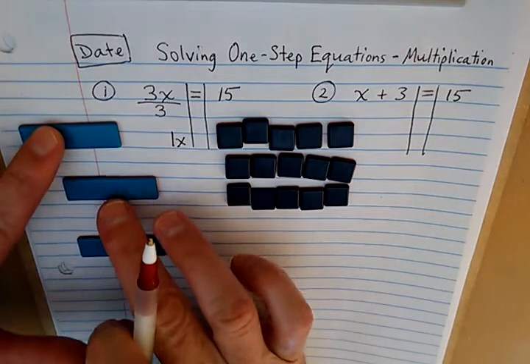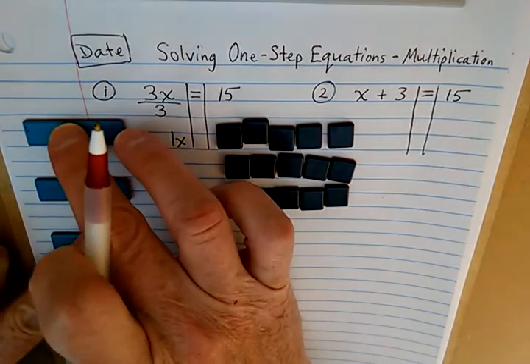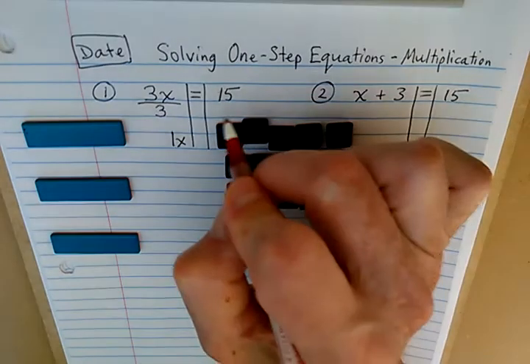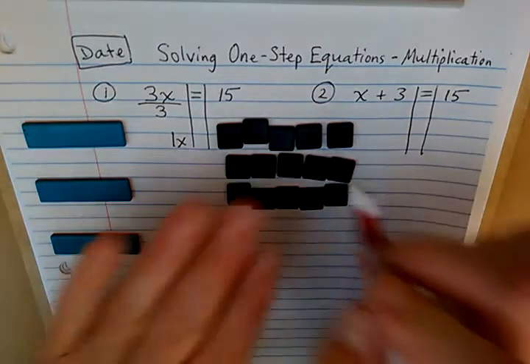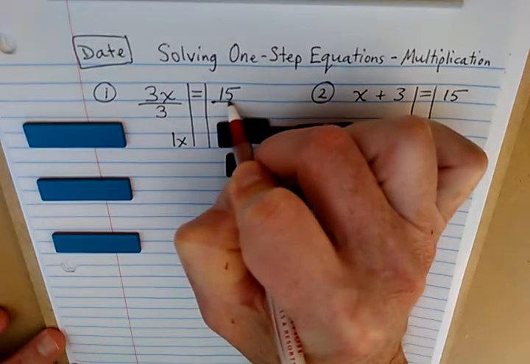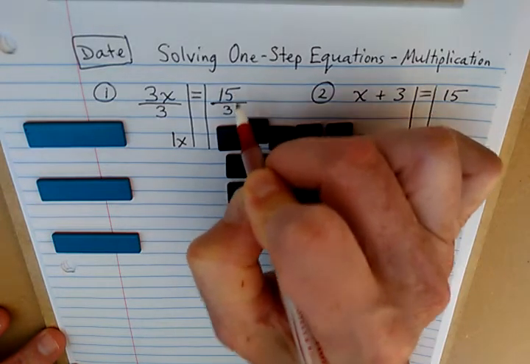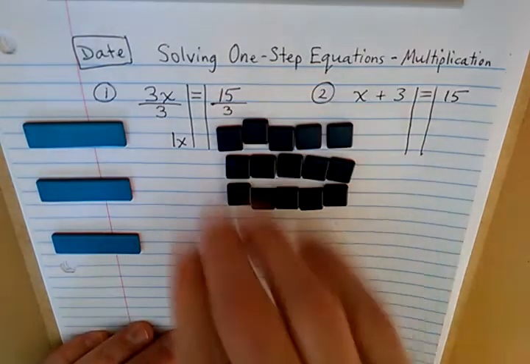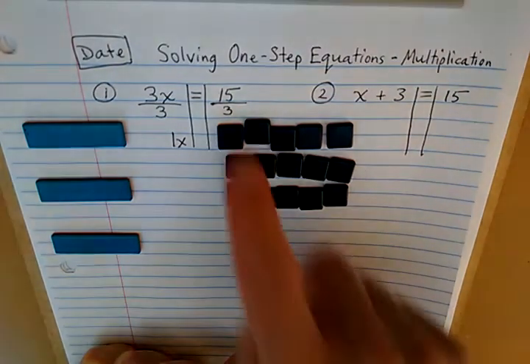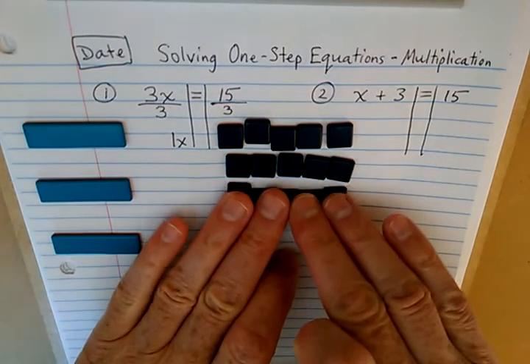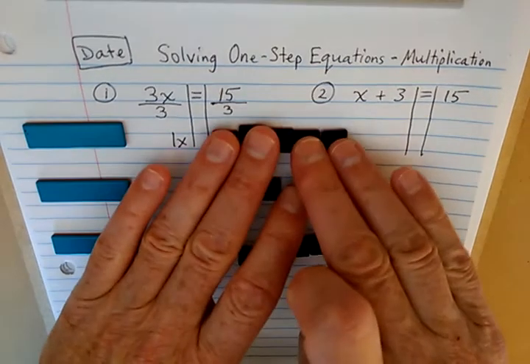And with our tiles, dividing by 3 means we put our tiles into 3 groups, and there's 1x in each group. If we've divided by 3 on the left side, we also have to divide by 3 on the right side. So we draw a division line under the 15 and a 3, and now it says 15 divided by 3. But that means our 15 ones have to be divided into 3 groups. So these go into one group, and these go into another group, and these into its own group.